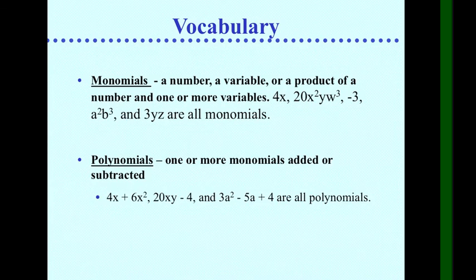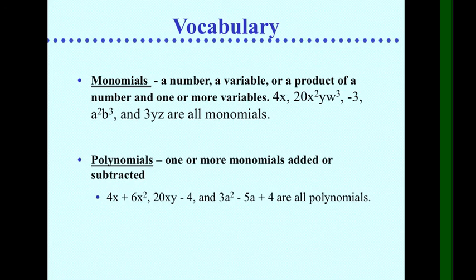So let's have this vocabulary first before we start our lesson. Monomials: a number, a variable, or a product of a number and one or more variables. So let's say 4x is an example of a monomial. 20x squared y w cubed is a monomial. Negative 3 is a monomial. A squared b cubed and 3yz are all monomials.